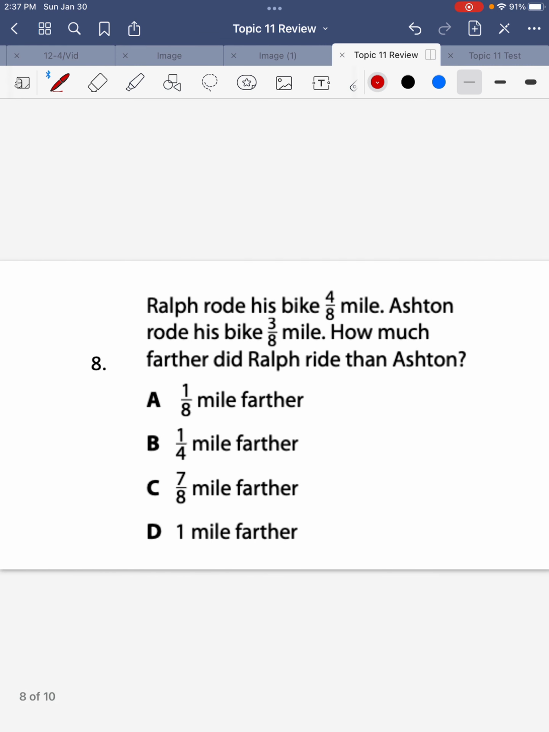Okay, number 8 says Ralph rode his bike 4/8 mile. Ashton rode his bike 3/8 mile. How much farther did Ralph ride than Ashton? Okay, so let's see again. They're comparing two people. They're comparing Ralph and Ashton. And we even have the word than. So same thing. We are going to subtract.